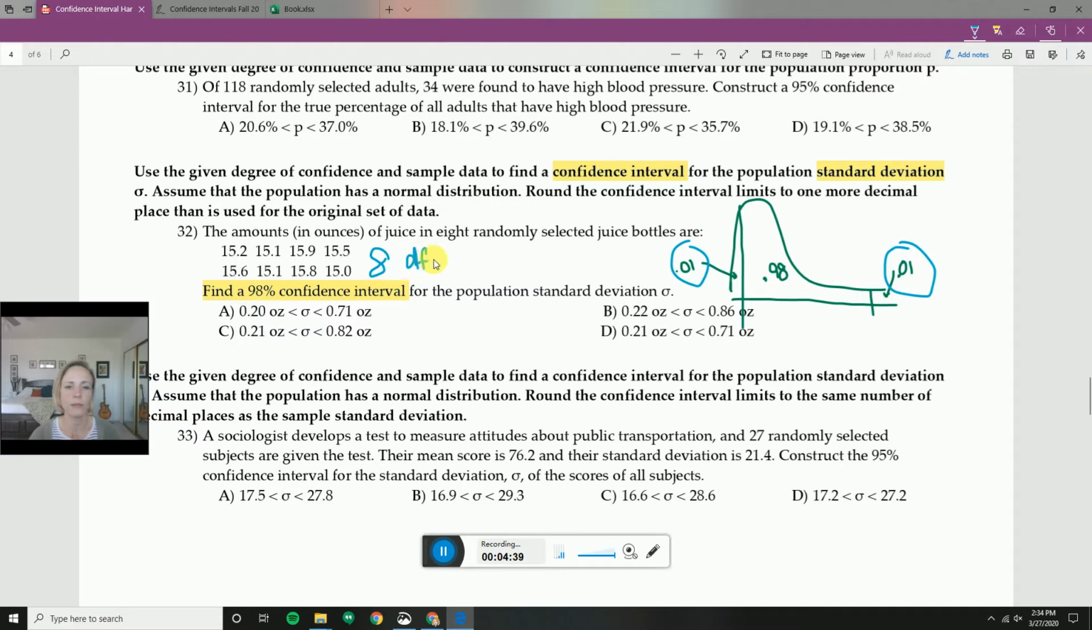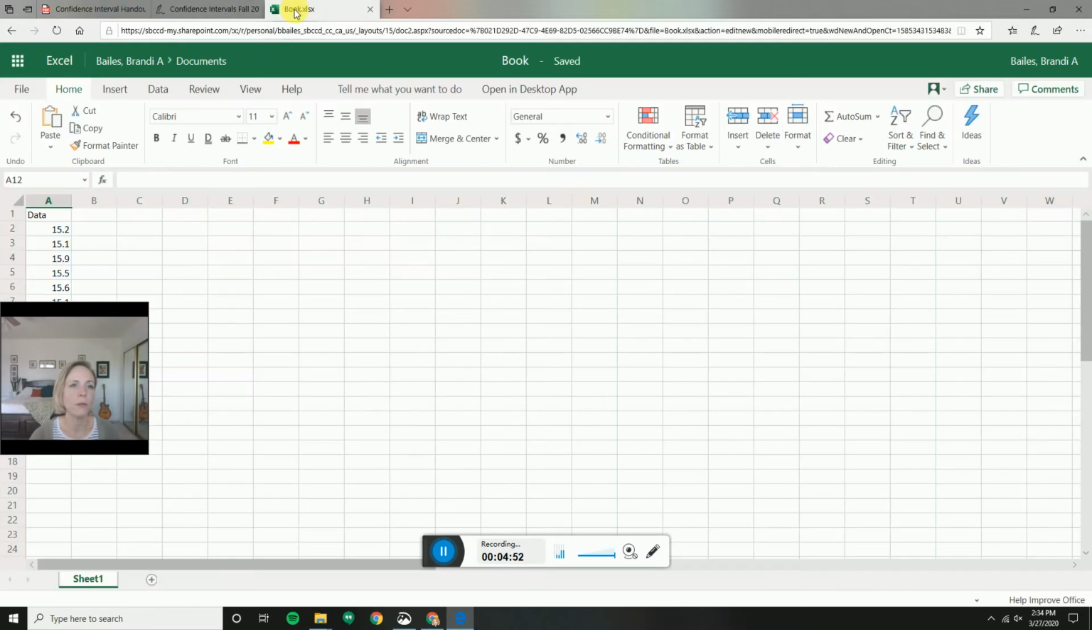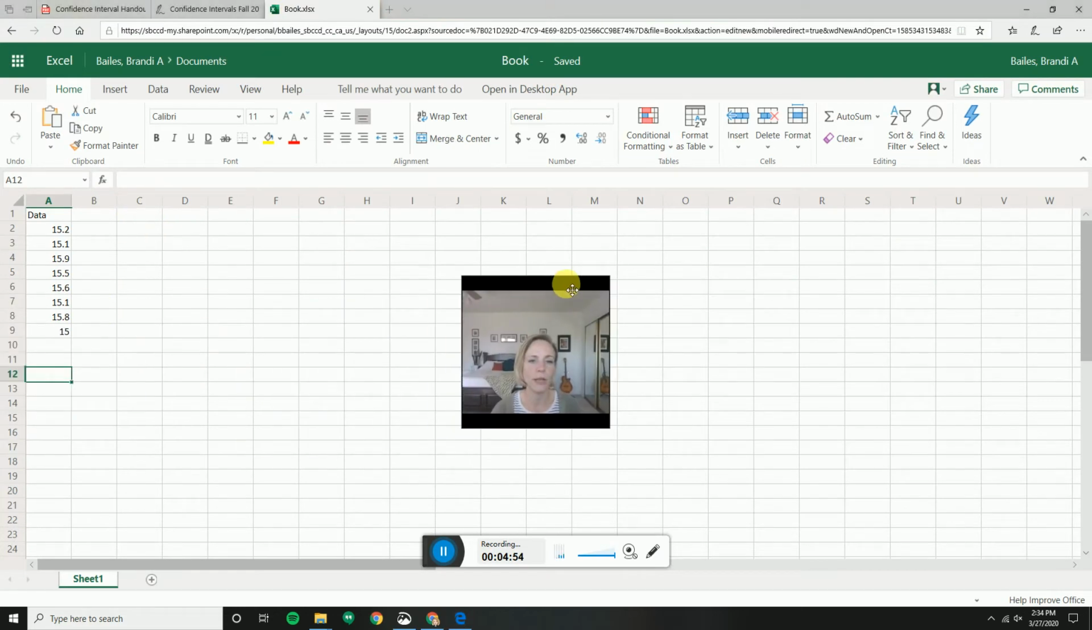I'm sorry for this terrible penmanship. I'm using a mouse. n-1, which will just be 7, because n was equal to 8. Okay, so we have enough information to go over to Excel and start calculating these two things.